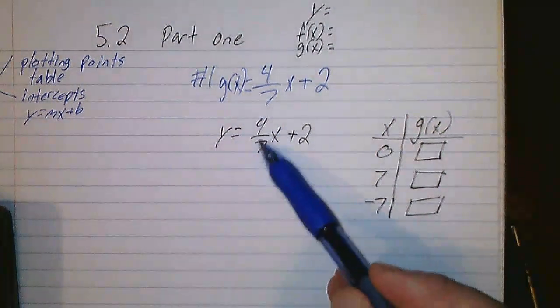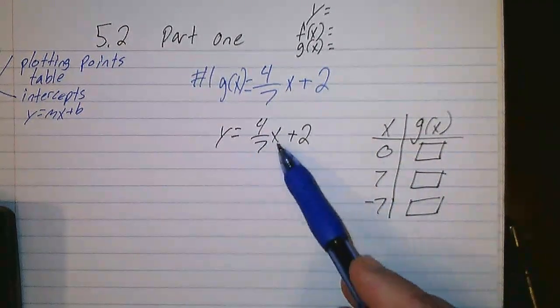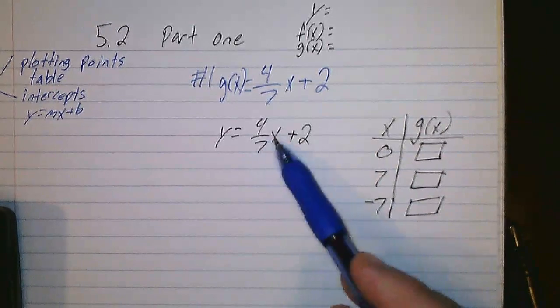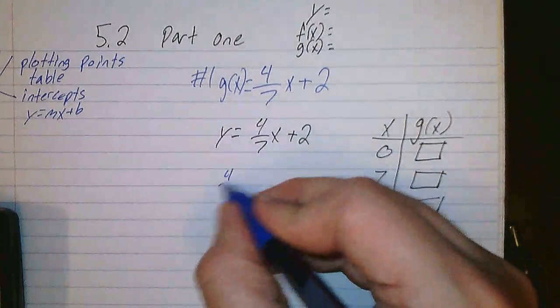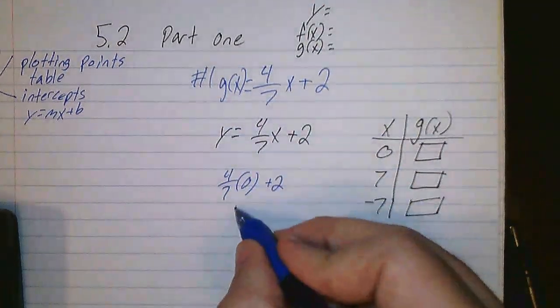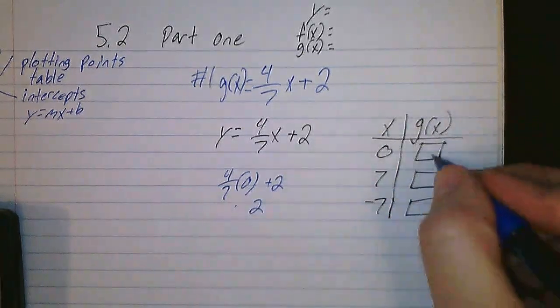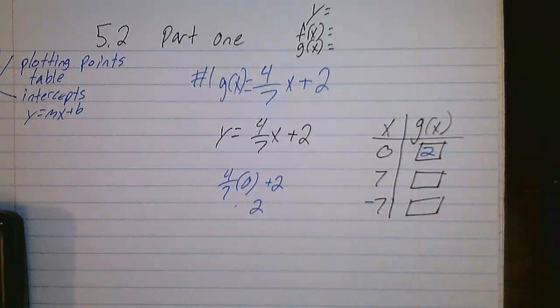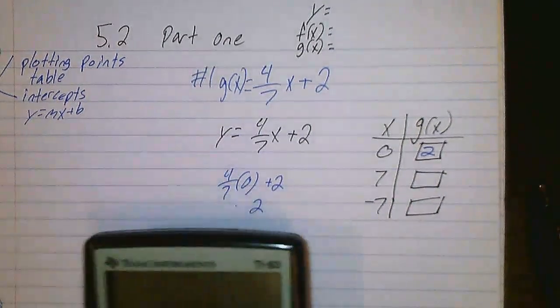We could multiply like 4 over 7 times, well, again, anything times 0 zeroes out, whether it's a fraction or a whole number. So 4 over 7 times 0 plus 2 becomes just 0 plus 2, or 2. But to be honest, we can use the calculator here.